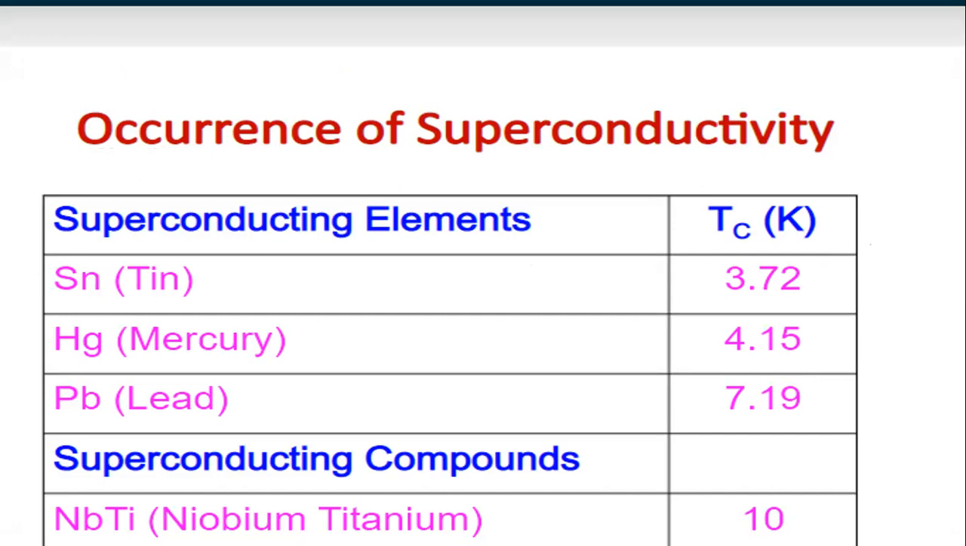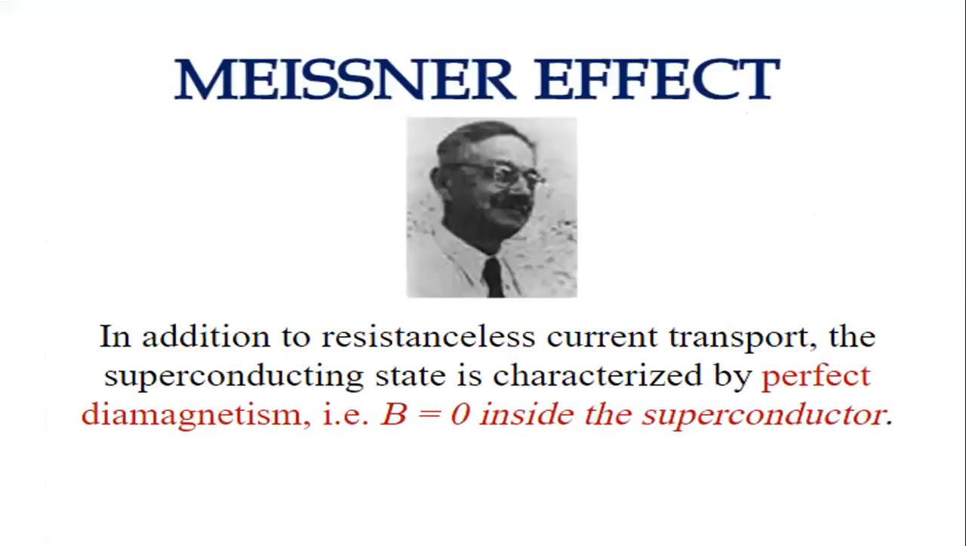Mercury, as I just told you, is 4.15 Kelvin, which is one of the examples. Lead is 7 Kelvin, and so on, along with niobium and titanium. We also discussed the superconducting compounds, a mixture of compounds, that is niobium and titanium together. For these superconducting compounds, you will find the critical temperature at which they behave as a superconducting material. Now, I told you about the Meissner effect.